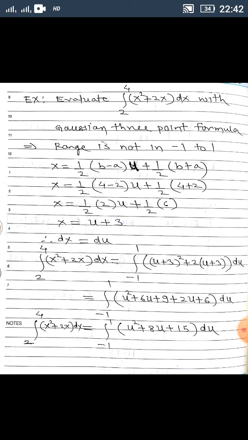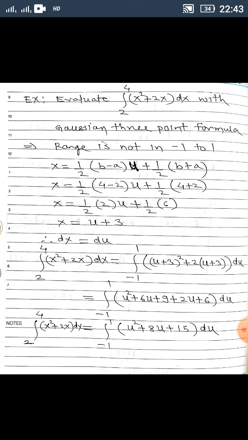Now differentiate: dx is equal to du, and the derivative of the constant 3 is 0. Now the integral from 2 to 4 of x square plus 2x dx is converted into the integral from minus 1 to 1 of, what is x, u plus 3, its square, plus 2 times x, which is u plus 3, and dx is nothing but du. So 2 to 4 we have converted into minus 1 to 1.